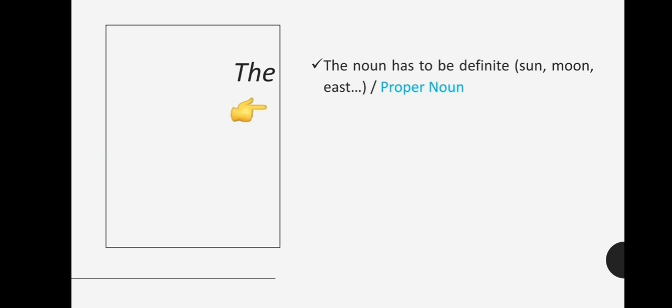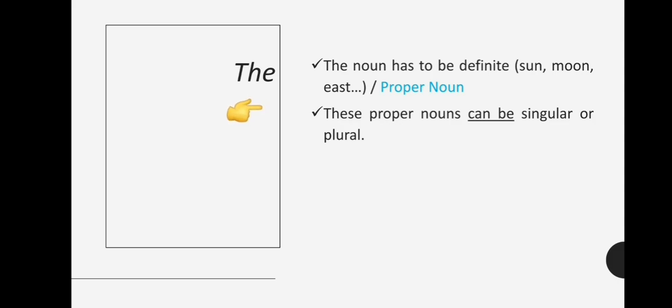The noun has to be definite. That is sun, moon, east. These all are called the proper nouns. Why proper nouns? Why definite? Because we do not see any other sun, any other moon, or not even another east, the direction. That is why when we talk about some particular things, they come under the head "the". These proper nouns can be singular or plural. Blindly you have to just put your attention on one thing, that it should be the definite noun or the proper noun.